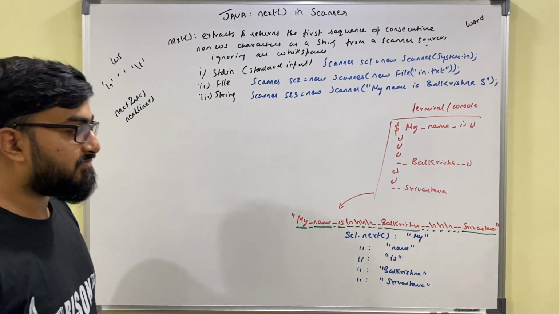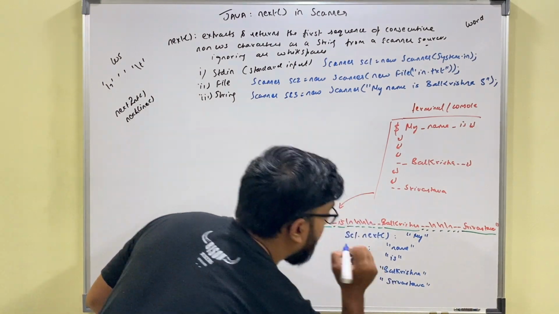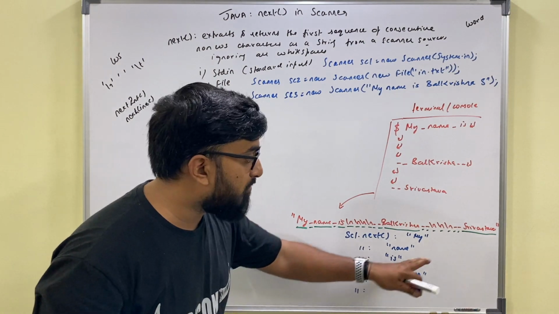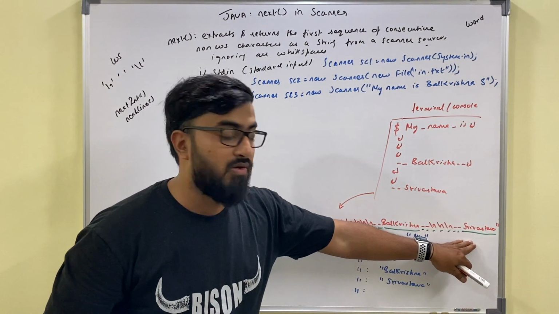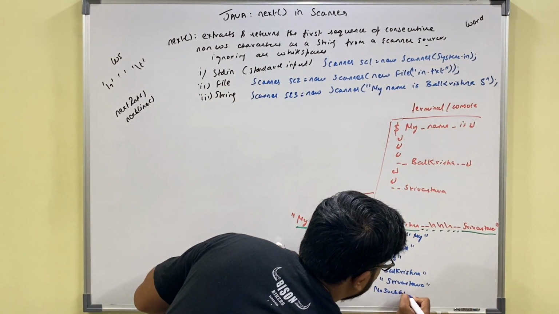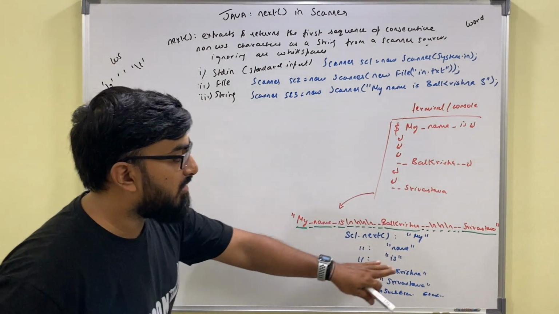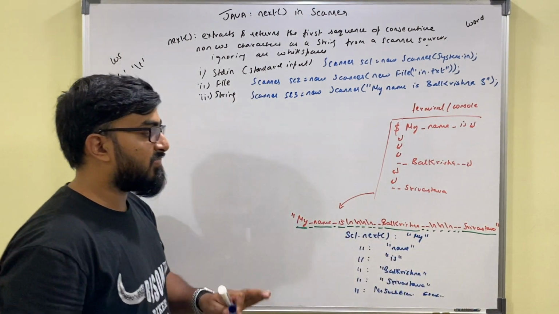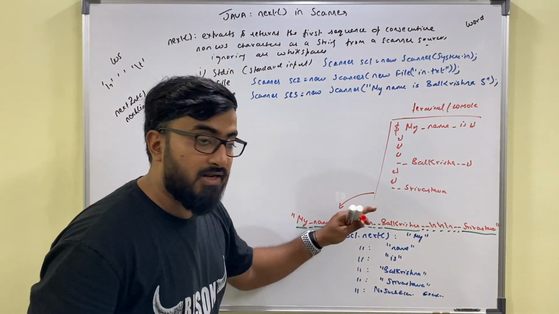What happens if you call sc1.next again? You are trying to extract a word from this input, which is exhausted. We don't have any input left. So we get a NoSuchElementException, because you are expecting a string to be returned from this input, but this input is exhausted. I hope how next works is getting clear to you.